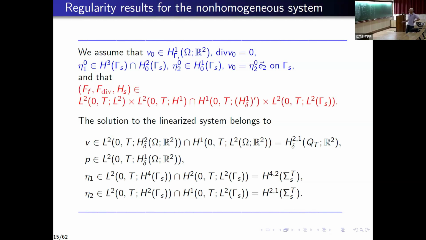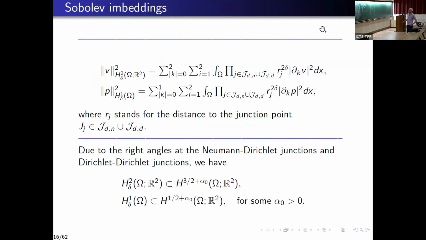Because I have a fourth order equation here with a damping, I obtain good regularity results for eta 1, which is in H4 in space, and H2 in time. And for eta 2, I obtain L2 in space with values in H2 in L2 in time and H2 in space, intersected with H1 L2. Okay, so what are these Sobolev spaces with delta?